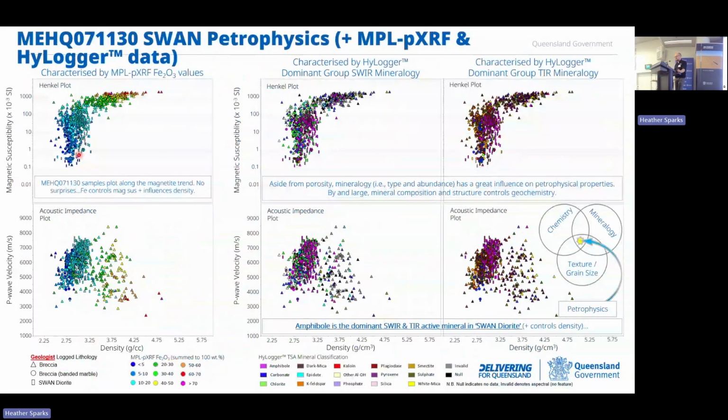On the right, though, we've followed up our points using our shortwave infrared and thermal infrared data from the HyLogger, and we see an abundance of amphibole in both bands of the Swan diorite unit. This information, coupled with the petrophysics, suggests we may more accurately call it gabbro rather than a diorite with that amphibole abundance. Cam Adams, our colleague over at CSIRO, has also inserted that little ternary diagram there.